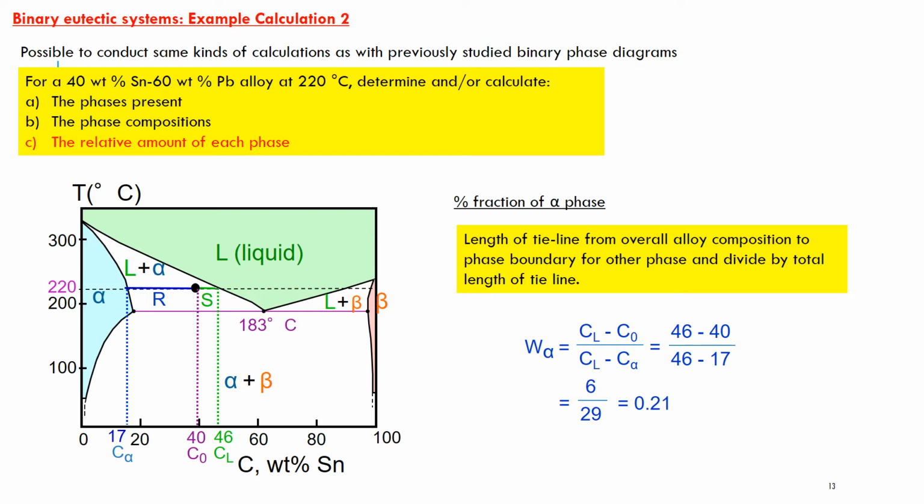If I'm trying to work out the percentage fraction of my alpha phase, I can take the length of the tie line from the overall alloy composition, in this case 40%, to the phase boundary for the opposite phase, in this case the liquid phase, and I get a percentage fraction of alpha phase as 0.21 or 21%. And again, I can do exactly the same for the liquid phase, and this equals 0.79 or 79%, and you'll notice now that both of those numbers add up to 1 or 100%.